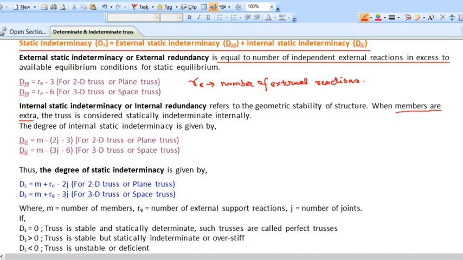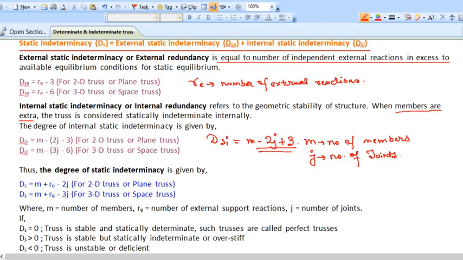The equation by which we can make it out is DSI equals m minus 2j minus 3 in bracket. In some of the books, you will find these equations written somehow like this. It may also be written like m minus 2j plus 3. Okay, so this is big. If you remove this bracket, it becomes plus 3.